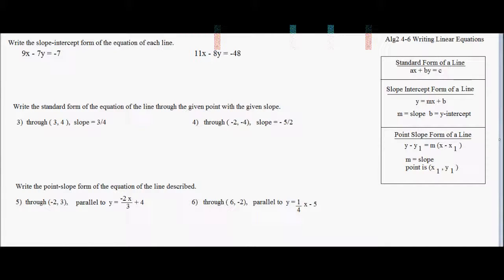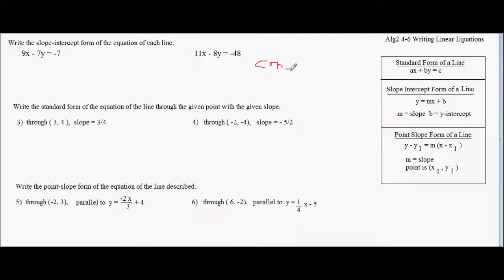So, writing linear equations. What they want us to do is write equations using these three forms of a line. So we have standard form of a line, which is ax plus by equals c, which is like these right here. The a, b, and c are constants.